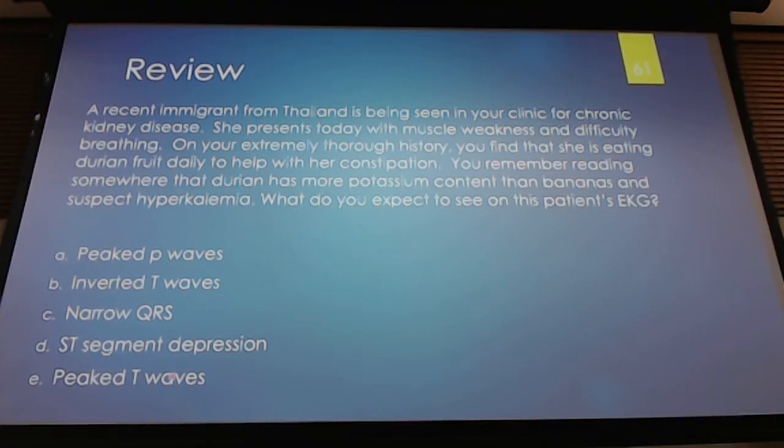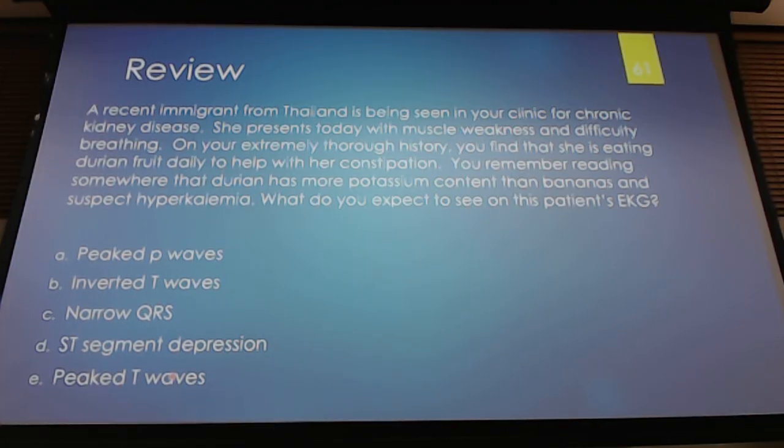Okay, we got a person coming from Thailand. She has chronic kidney disease, and she's coming with muscle weakness and difficulty breathing. She says, I also have this constipation, but I've been eating this durian fruit every day. And you would say, man, I remember from freshman semester that this durian fruit has a lot of potassium in it. And she has chronic kidney disease. What might you see on the EKG that indicates some underlying pathology?